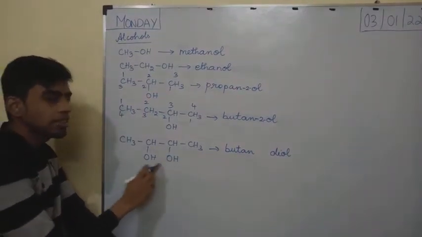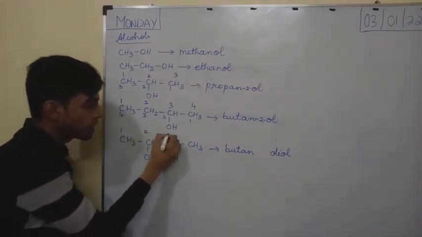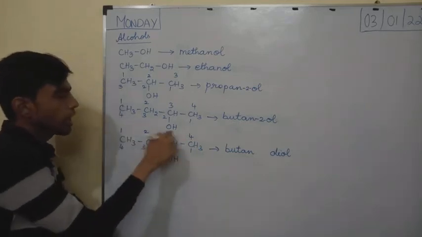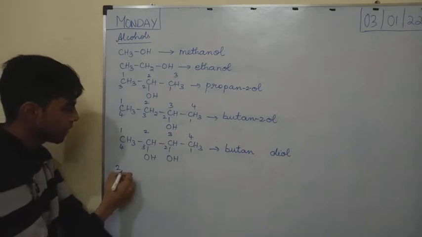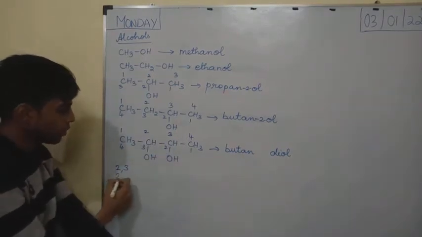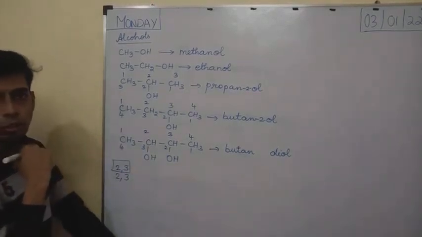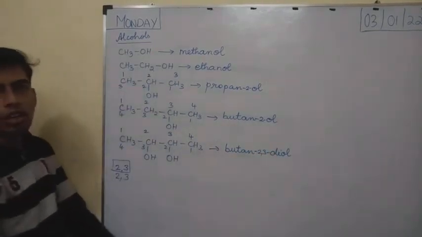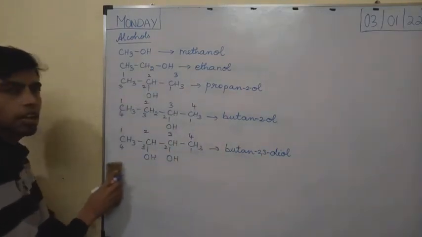So for both these alcohol groups, you have to write the positions now. Number from this side and number from this side. If you number from this side, this is getting number 2, this is getting number 3. If you number from this side, this is getting number 2 and this is getting number 3. So from both sides it is only 2, 3. So butane-2,3-diol is the name of this compound. Okay. So understood how to name the alcohols?